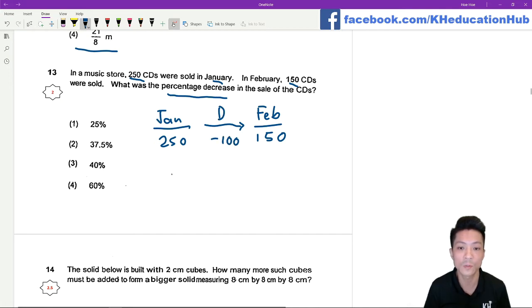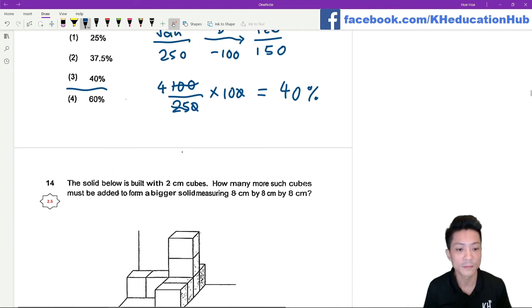Okay, so to find the percentage decrease, we need to use the decrease divided by the original, then multiply by 100. Going to do some reducing, divided by 25, which will give me 4. 4 times 10, which will be 40%. Answer is number 3.